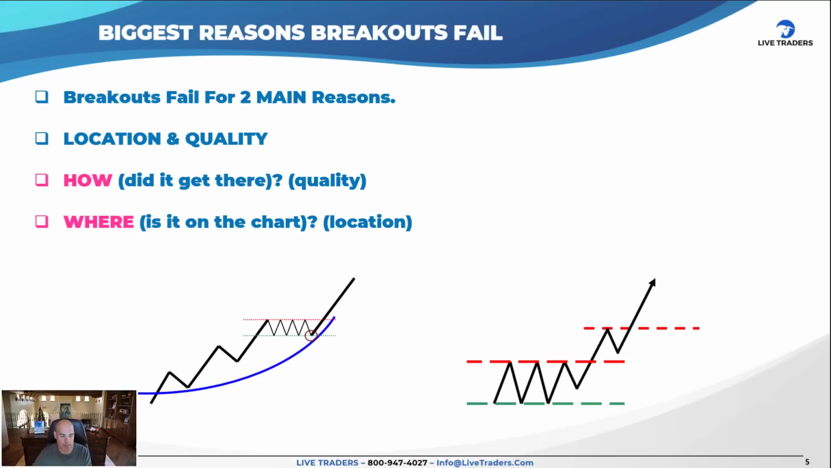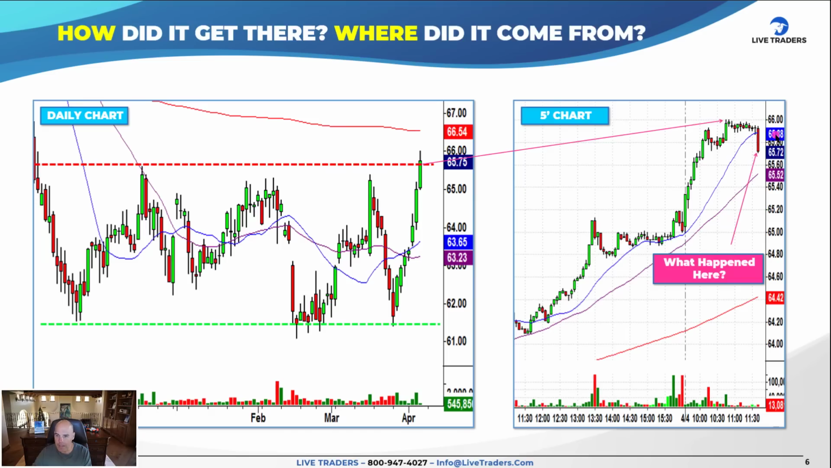So let's take a look at some examples here. All right. Again, a few of these you have seen, some of them you have not. So how did it get there? Where did it come from? Well, on the left, we always have our higher time frame because we always start with the higher time frame, multiple time frame analysis. So we have a stock that's been kind of in a range between $61 and $65, give or take. Chop, chop, chop, chop, chop. And now we have a stock right here. See the pink line? Okay. That is consolidating out right here at 66 bucks.